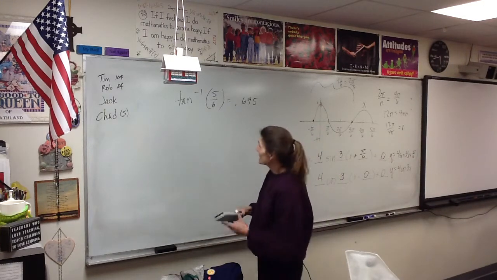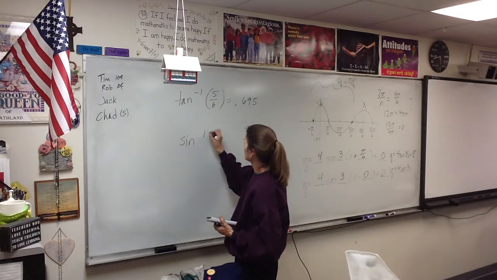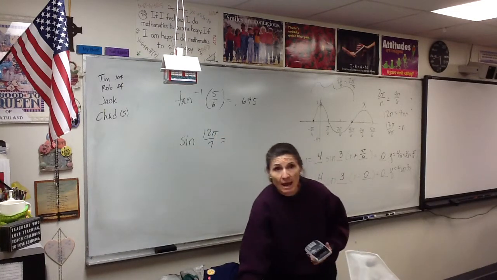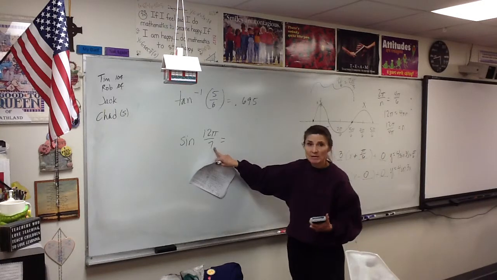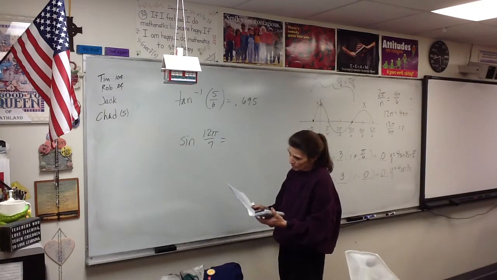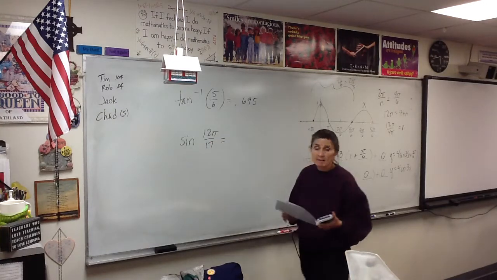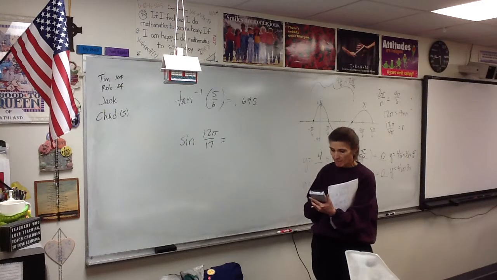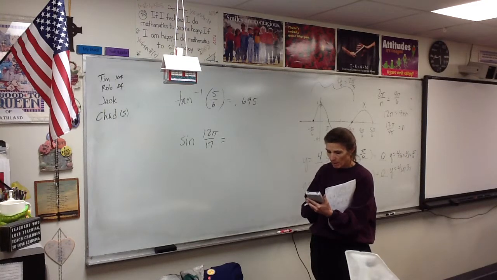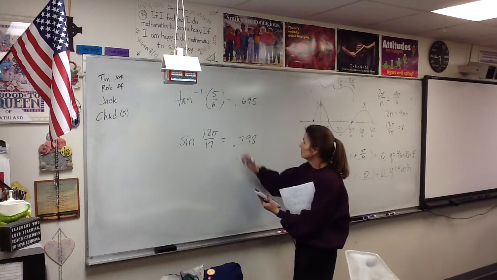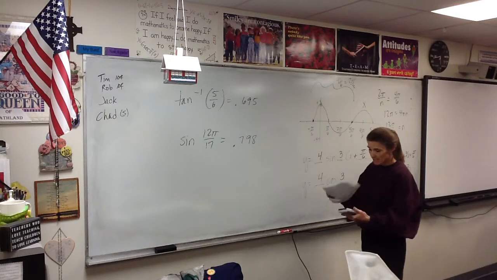Now we're finding the sine of 12 pi over 17. Should I leave my calculator in radians? Absolutely. That's a radian measure. I have to input a radian measure. That's a radian measure, so I'm going to input it in radian mode. So sine 12 pi divided by 17. The answer is 0.798.